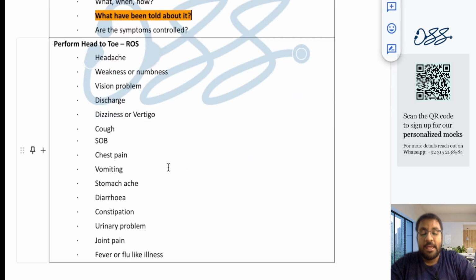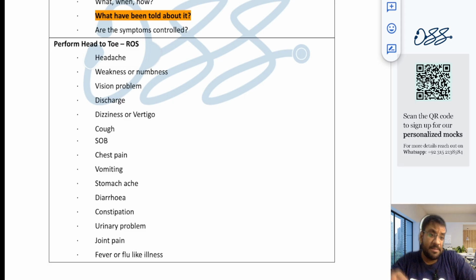The next section that is really important is the head-to-toe questions, or the review of the symptoms. I've listed down 15, 16 different symptoms. You just don't rote learn it, that okay, I have to ask about headache, I have to ask about the weakness, I have to ask about vision problem.